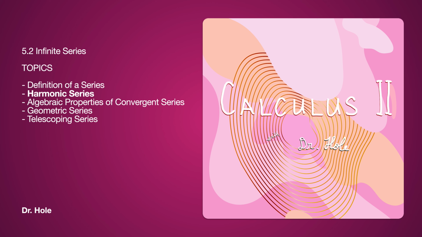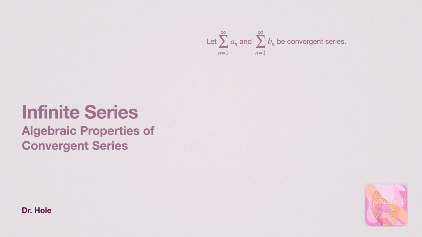Nice. So we've had the definition and we've looked at a particular series, the harmonic series. Harmonic series will be a key example for us. Now, we'll look at some properties on convergent series. Let's get started on that.